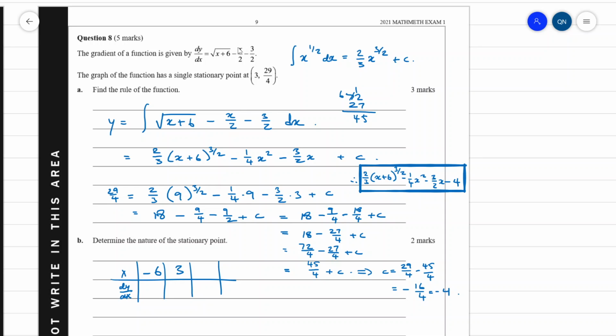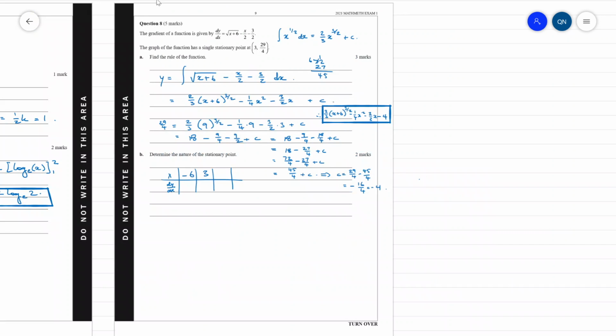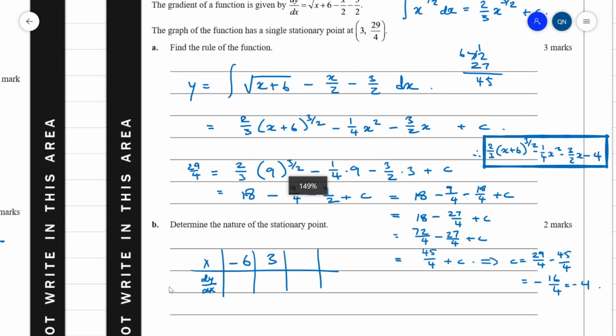If you plug -6 into negative x on 2, that's just going to give you 12 on 2, which is 6. Is that right? No, it's not. If you plug -6 in, that's going to give you 3. Right, because that's -6 over -2. So that's 3. Then we have -3 on 2. So 3 minus 3 on 2 is definitely positive. So something like this. 3 is a stationary point.